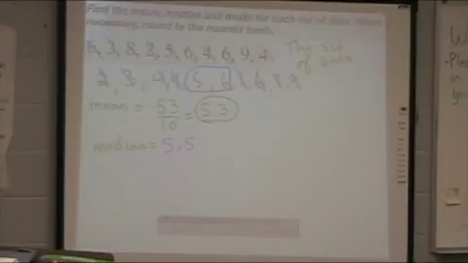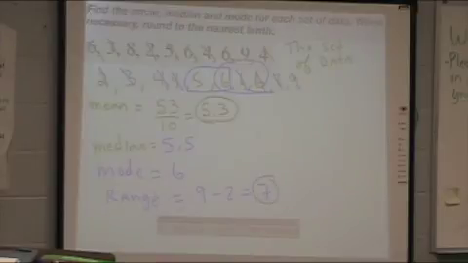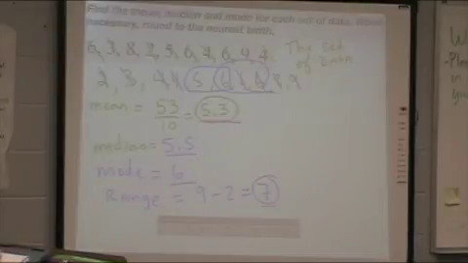Okay, the mode is the one that occurs the most often. Which one occurs the most often? The number 6 does 3 times, so it's the mode. And the last one is the range. How is it that we find the range? The biggest one minus the smallest one, which is 7. So our mean was 5.3, our median was 5.5, the mode was 6, and the range was 7.